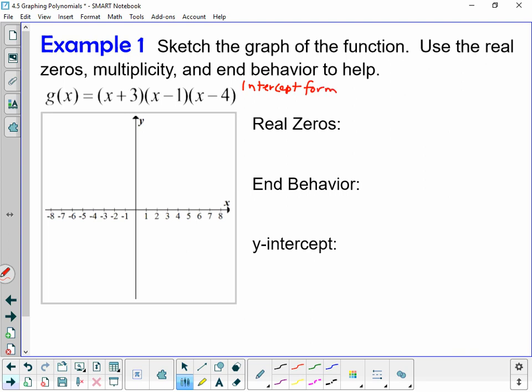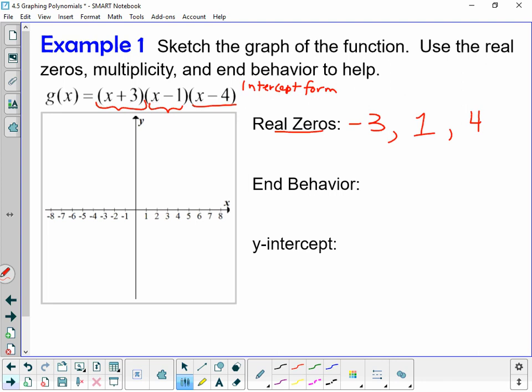That means we can immediately tell what the real zeros are. The real zeros are negative 3. The factor x minus 1 tells us that it has a real 0 at positive 1, and the factor x minus 4 tells us that the function has a real 0 at positive 4.